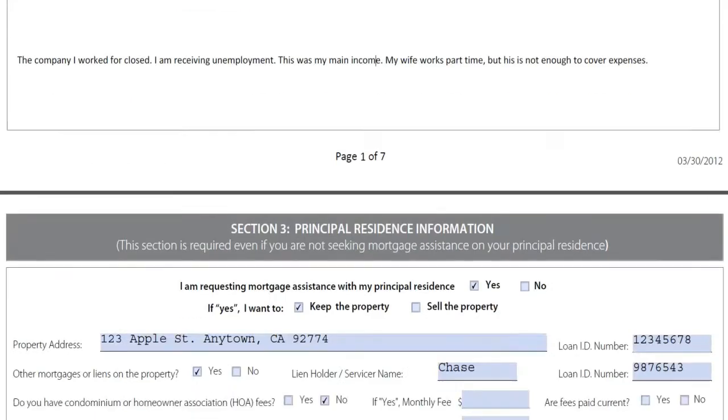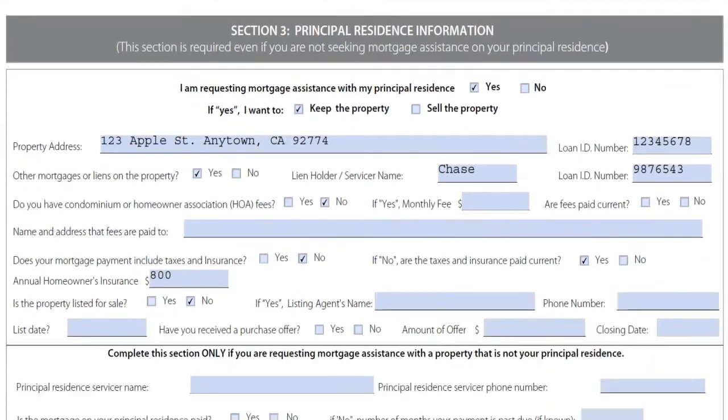Okay, moving on to page number 2. Up at the top here, it says, I am requesting mortgage assistance with my principal residence. Many people miss this because it's at the top of the page and it doesn't really stand out, so make sure you fill that out, yes or no. And if it is your principal residence, are you looking to keep the property and do some type of a modification, or are you looking to sell the property?